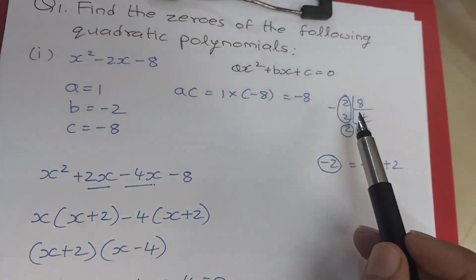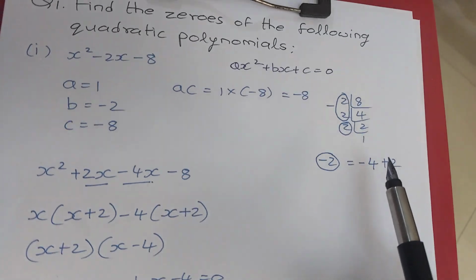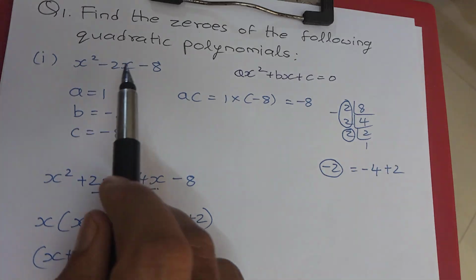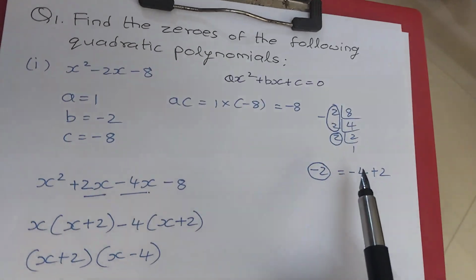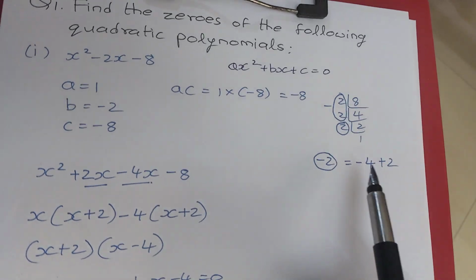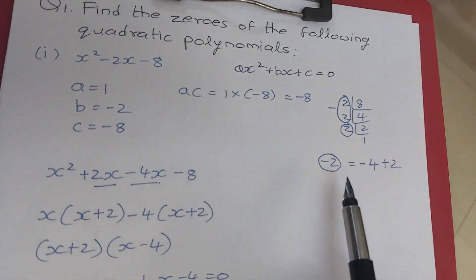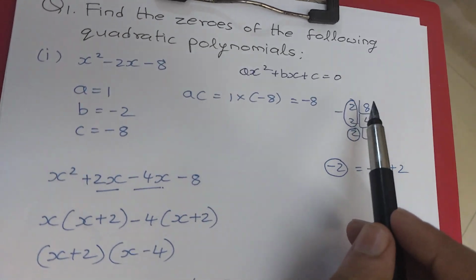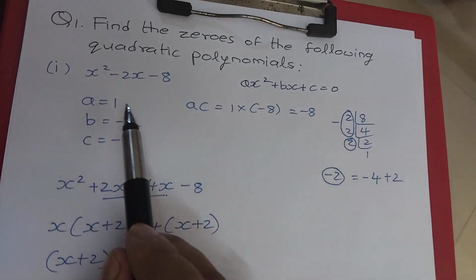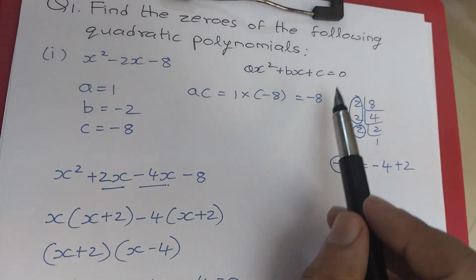With practice, you will get how to group them into two different parts such that they will add up integer wise to give the middle term. Here we got -4 from the first group, 2 from the next group, and -4 plus 2 became -2, which is the middle term. And which number do we have to factorize? We have to factorize AC, that is the first and the last number, 1 into -8. So we are factorizing -8 there basically.